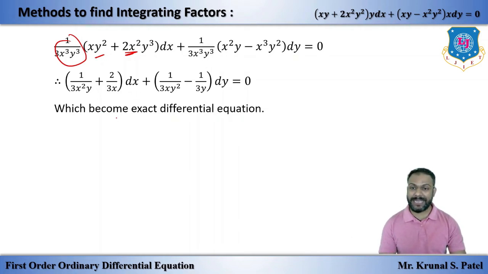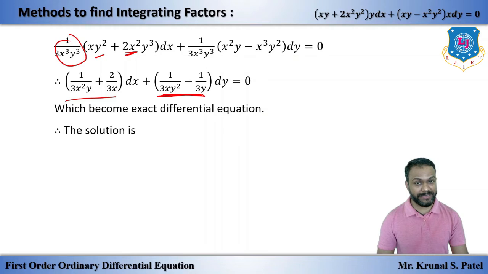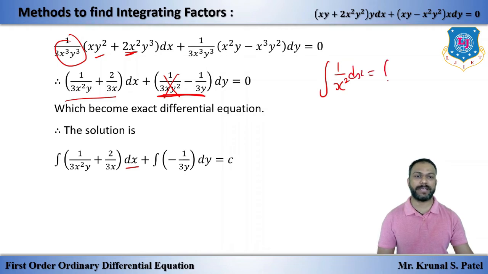Now if this is exact, then what is the solution? The solution is the integration of M, treating y as a constant, but we will not remove any term. Whenever we take N, we take only the terms free from x. That means this term will not be included, only this term is included. So we have this. Now integrating with respect to x, 1 upon 3y is constant and 1 upon x square. What is the integration of 1 upon x square?